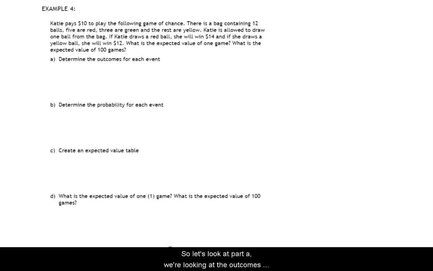So let's look at part A. We're looking at the outcomes for this event. So the outcomes that are possible: Katie could draw a red ball, she could draw a yellow, or she could draw a green. So those are her outcomes.